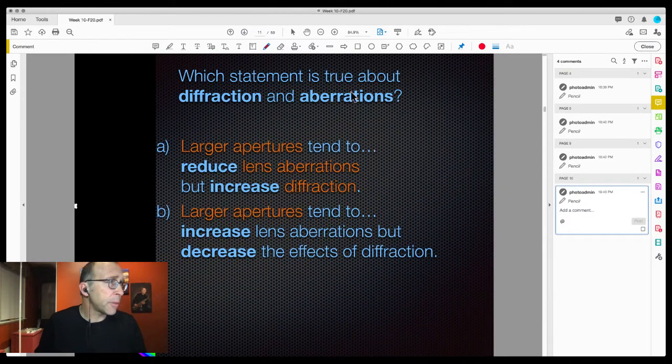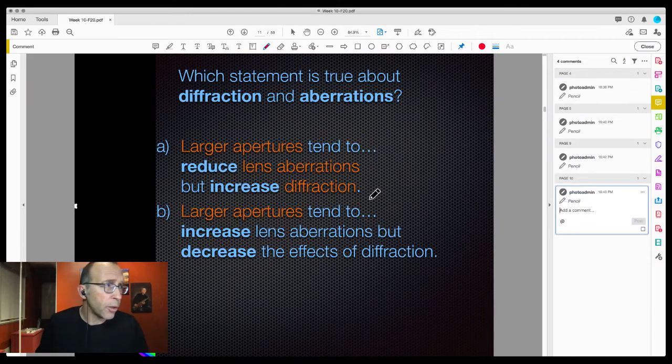Which statement is true about diffraction and aberration? I've given you two options, and they're kind of opposite of each other, so you have to read them carefully. So large apertures, like f2, 2.8. Larger apertures tend to reduce lens aberrations but increase diffraction. Something to think about. Is that the right answer or the wrong answer?